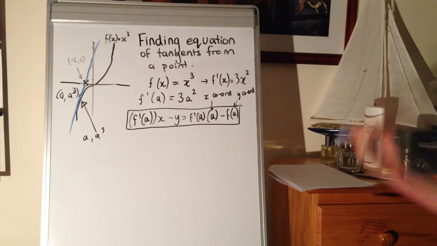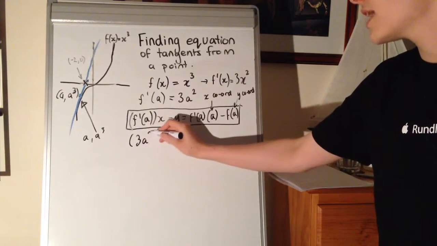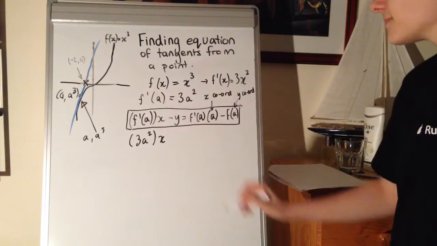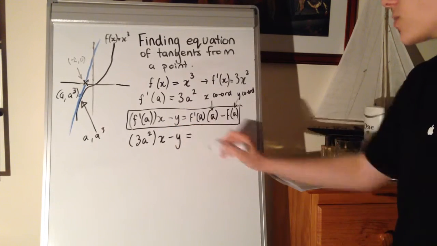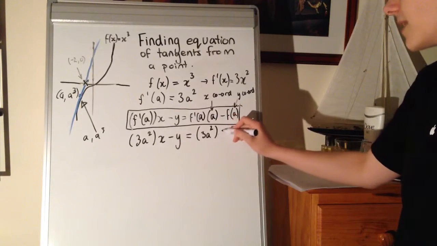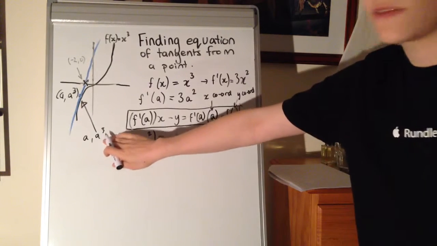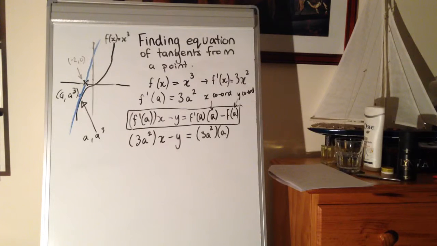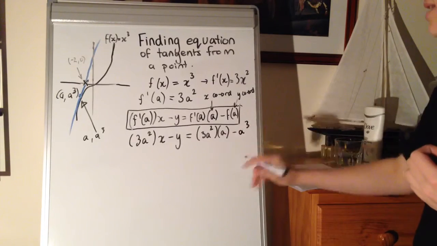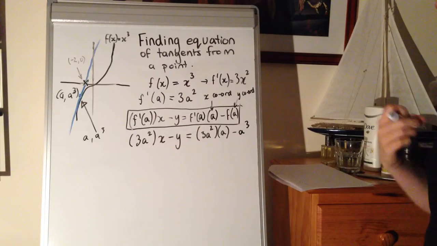But what we'll do is substitute in the values, because we already know a lot of these values. We know that the f prime of a is 3a squared, lots of x, and we subtract y. We know that the f prime of a is, again, 3a squared, lots of a. And we know that the f of a is a to the 3. The f of a is simply evaluating at a certain point. So again, a to the 3, because our f of x is x to the 3.